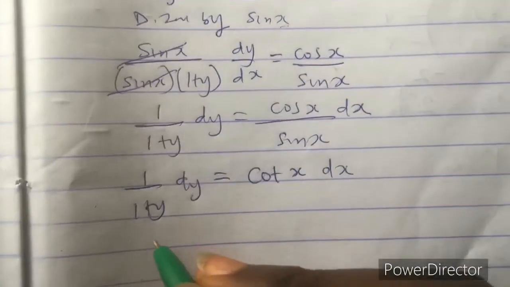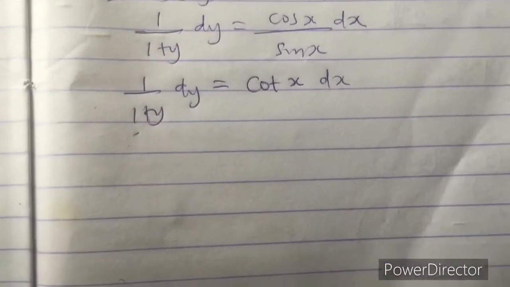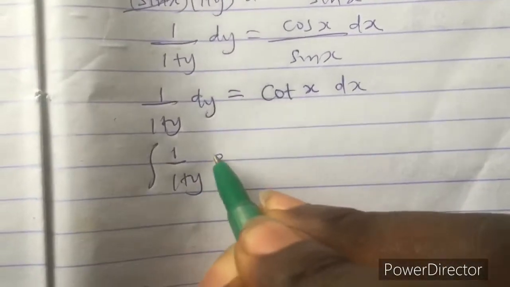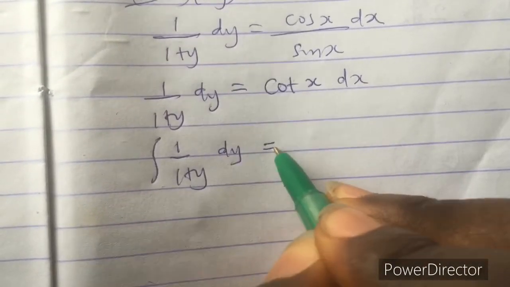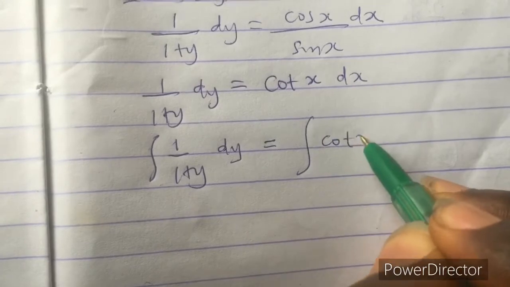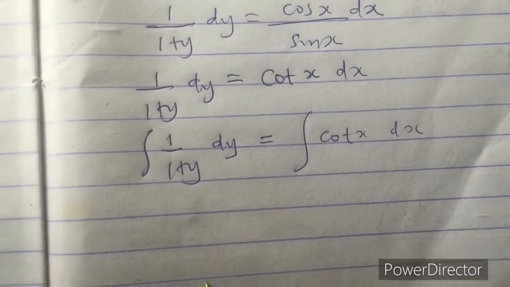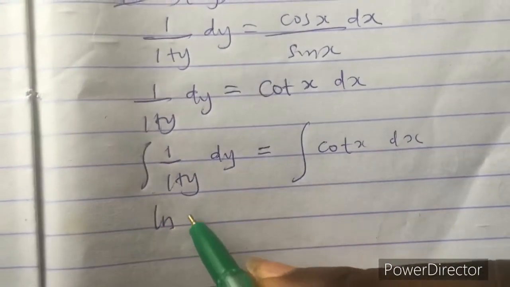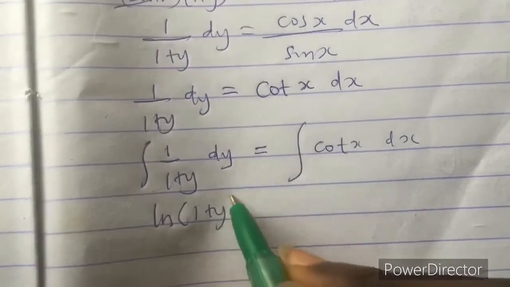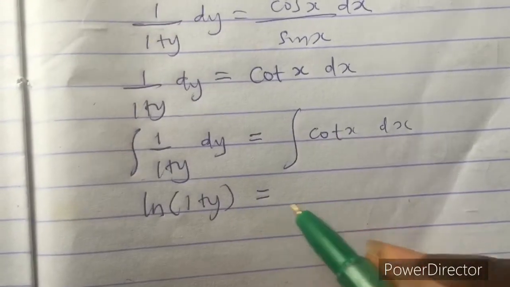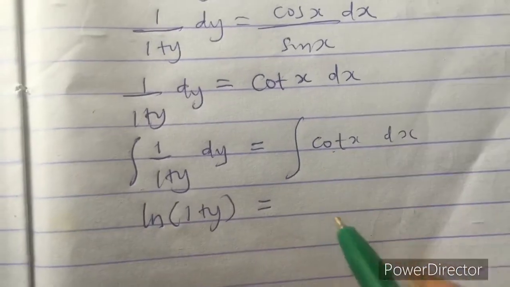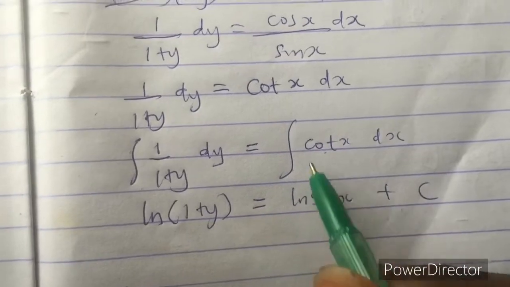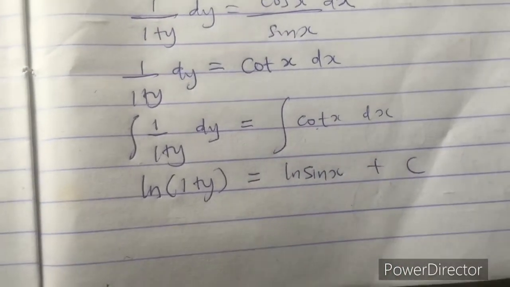Now the next thing is, we will always find the integral of 1 over 1 plus y dy equals the integral of cot x dx. Okay, so what's the integral of 1 over 1 plus y dy? That would be ln of 1 plus y, equals, then the integral of cot x is written as ln sine x plus c. This is the integral of cot x, ln sine x.